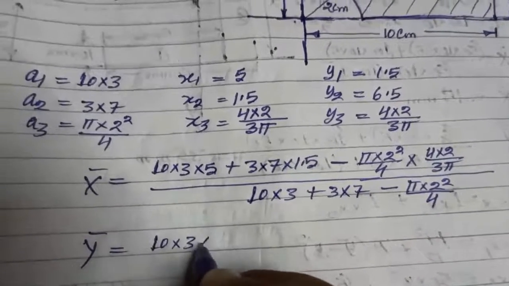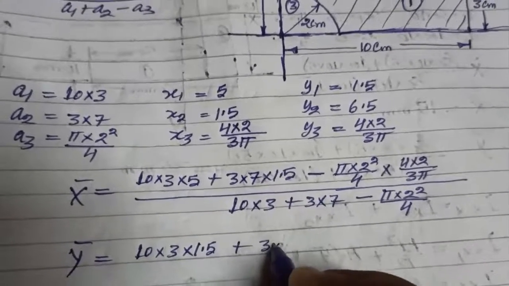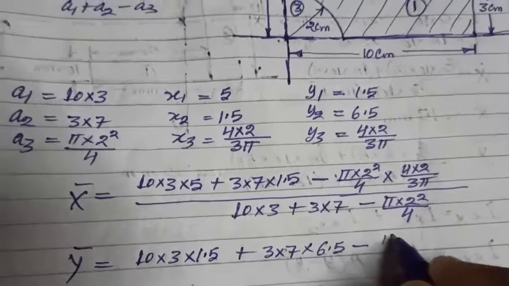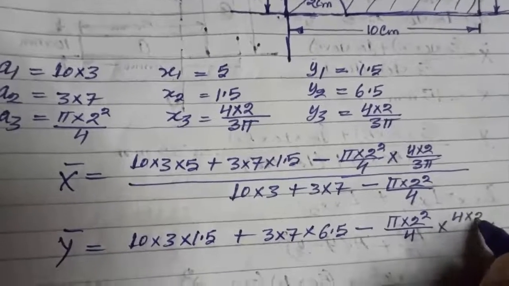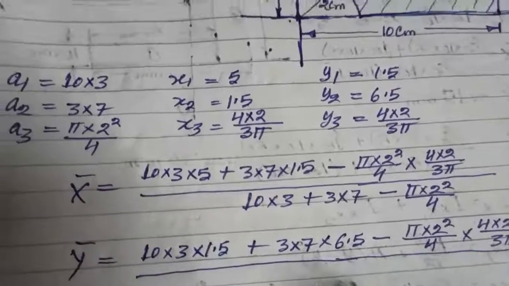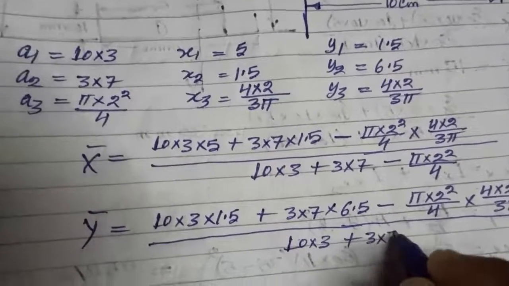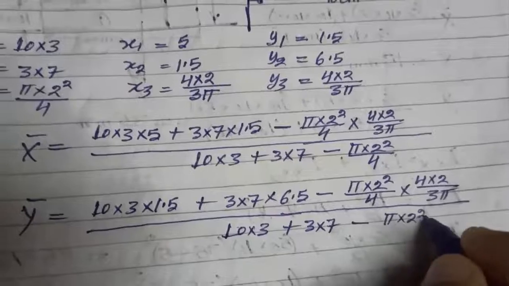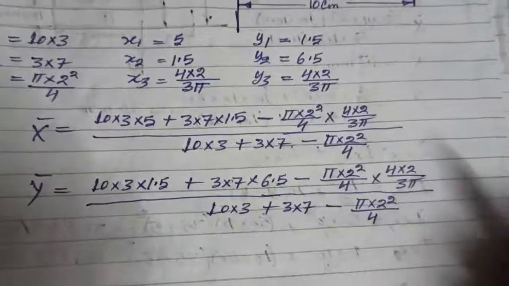Now this y bar is equal to A1 into y1 plus A2 into y2 minus A3 into y3, similarly divided by this A1 plus A2 minus pi r square by 4. So we can calculate and find it.